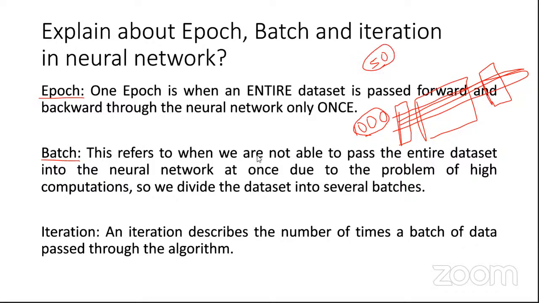What is iteration? If you consider we have a 1,000 data set, and in that we are sending 50 at a time, the number of iterations is 1,000 divided by 50, which gives 20. This is the number of iterations. Am I clear? Shall I go to the next question?